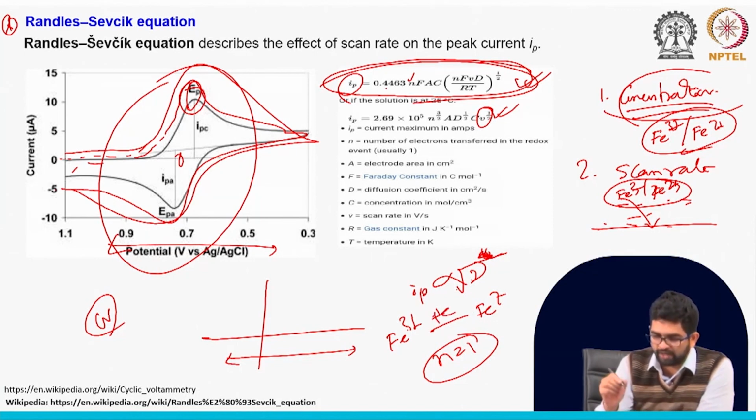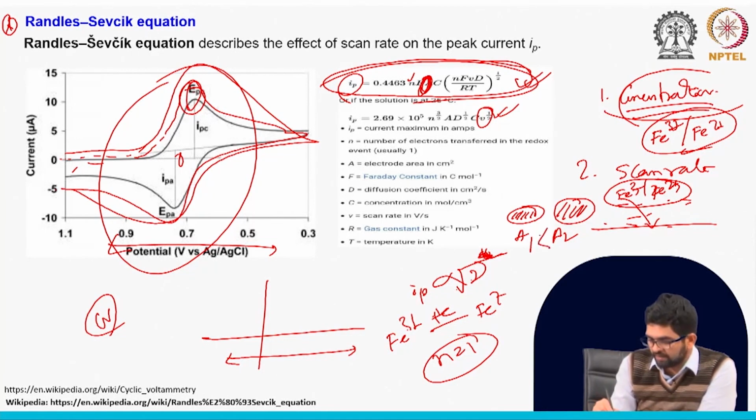So here n equals 1, and A is the electrode surface area. See, this electrode surface area is also very much affecting your current. Suppose your working area is A1, and if the working area increases to A2, definitely you will get a much higher current because of the higher surface area. Your current is very much dependent on the surface area also.